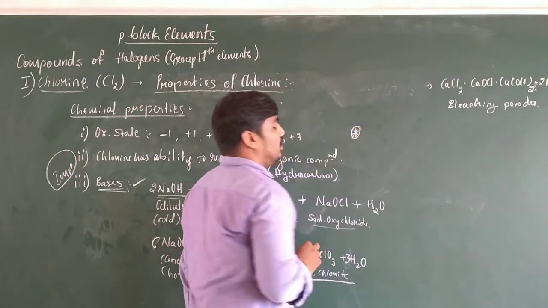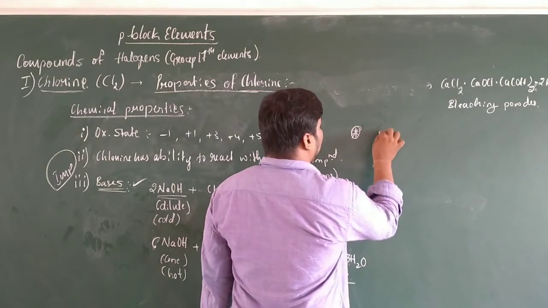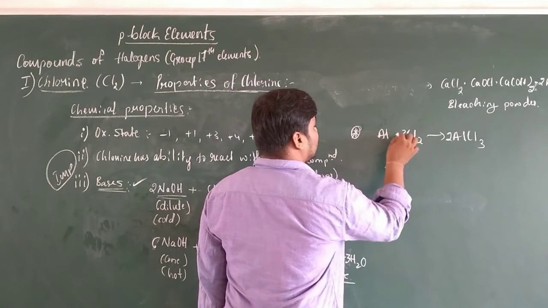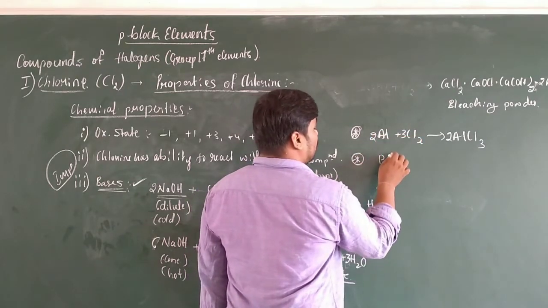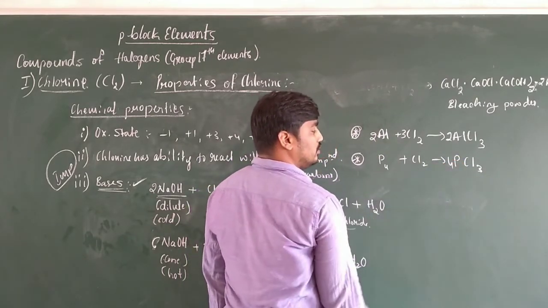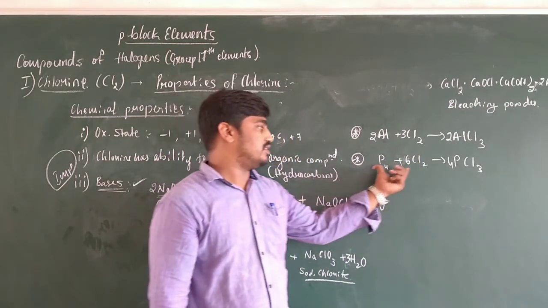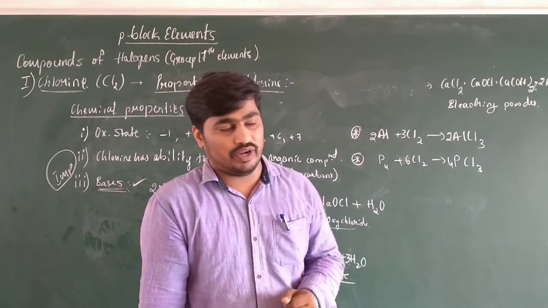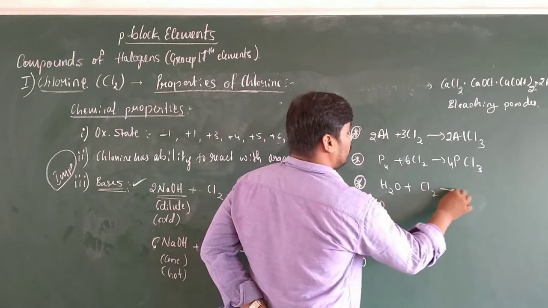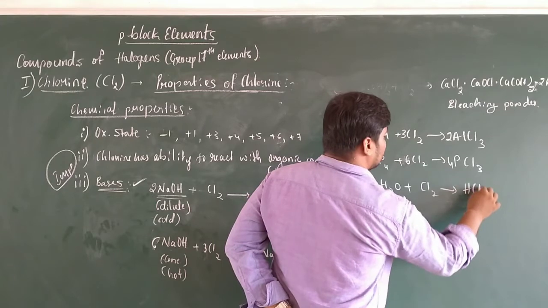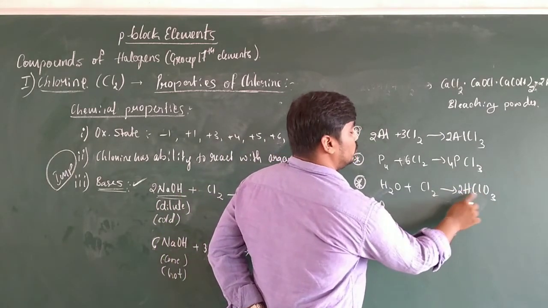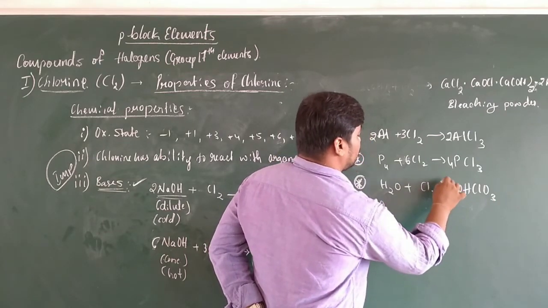Next, chlorine has the ability to react with aluminium. When aluminium reacts with chlorine, it gives AlCl3. When phosphorus reacts with chlorine, phosphorus trichloride or phosphorus pentachloride is produced. When white phosphorus is made to react with chlorine, it gives phosphorus trichloride or phosphorus pentachloride. Next reaction: chlorine has the ability to react with water. When water reacts with chlorine, hydrochloric acid and hydrogen chlorates are produced, in the presence of oxygen.